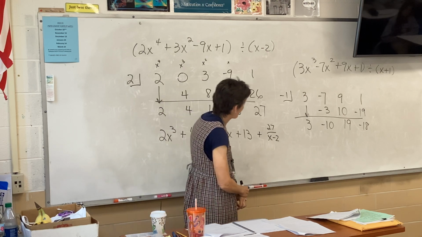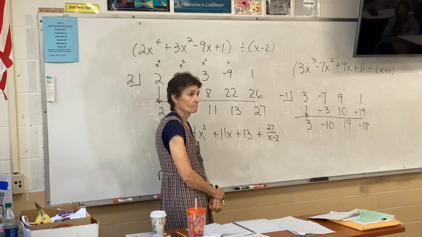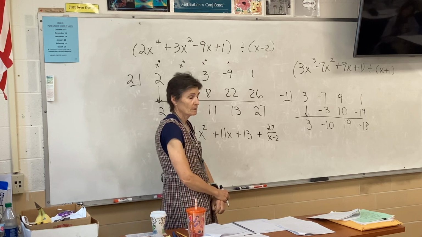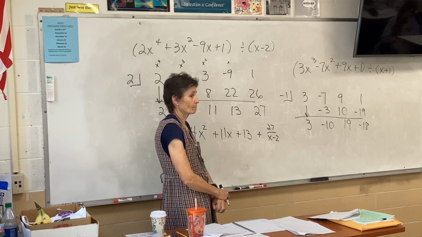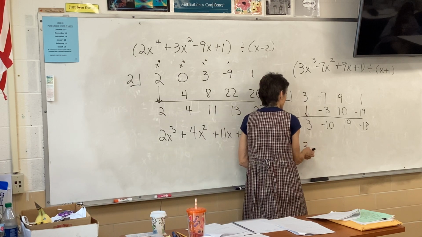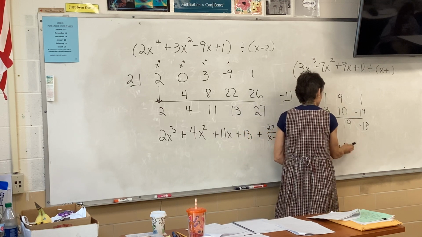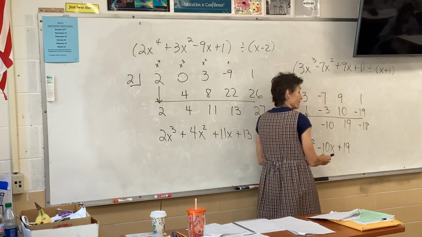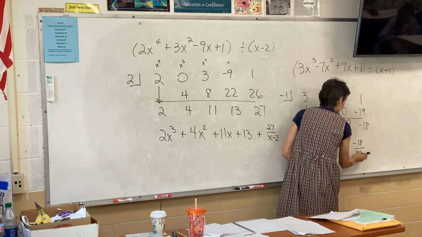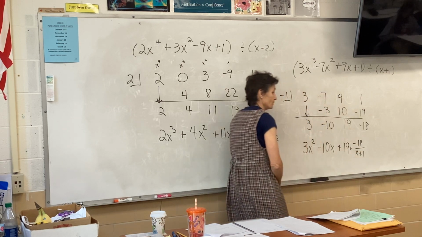Did I do my math right? I don't know why I always make mistakes when I do this. Does that look okay? Don't just copy mine down. Make sure you can do it, because mine might be wrong. So then what's the answer going to be? 3x squared minus 10x plus 19, and then we have a remainder of negative 18 over x plus 1. So you can say plus that if you want to.